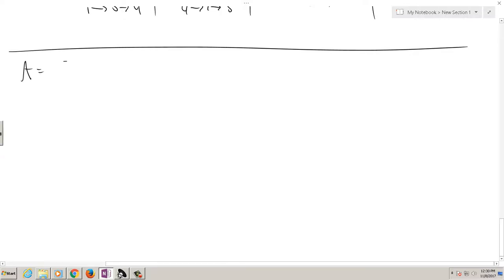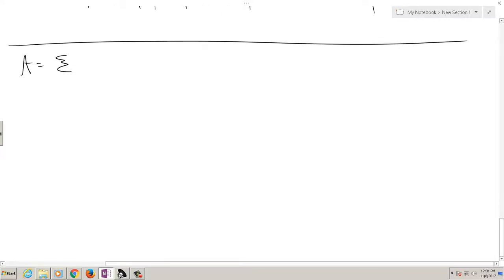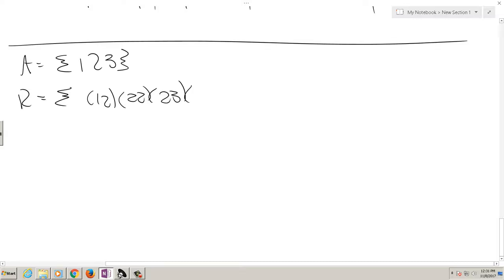Let's say, for instance, that I have some set A that is 1, 2, and 3, and that the relation, as defined by a set of ordered pairs, is going to be some subset of the cross product of A with itself. It's going to contain (1, 2), (2, 2), (2, 3), and (3, 1). Some subset of the cross product of A with itself. So let's see if we could find the matrix of the relation.